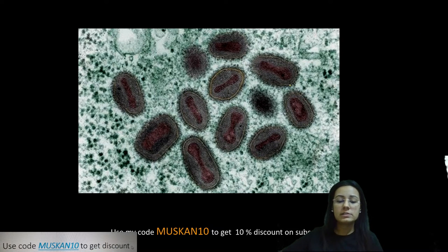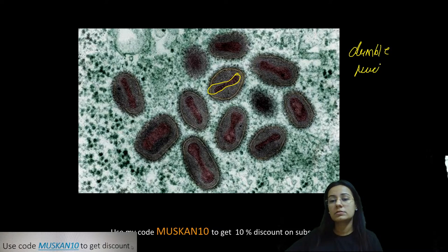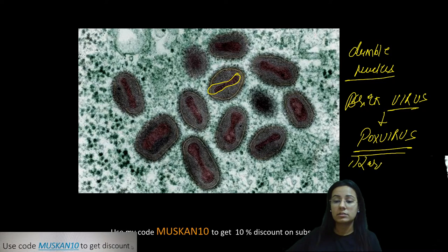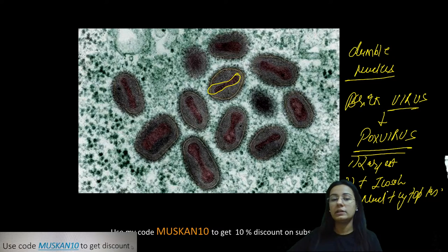Now this is what? This is, clearly you can see, one is that the dumbbell nucleus, another is the brick shape virus, brick virus, that is nothing but what? The pox virus. Okay, and pox virus kya tha? Largest virus tha, and it was not of icosahedral shape, and it partially replicates both in the nucleus and the cytoplasm. Okay, so this was about the pox virus.